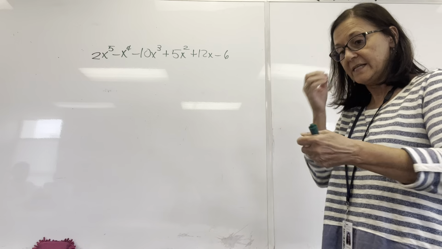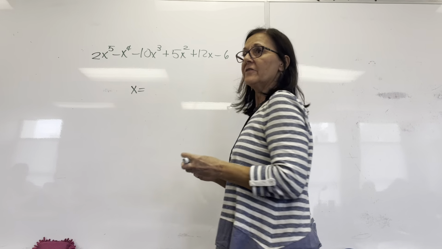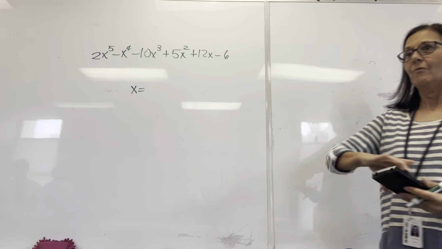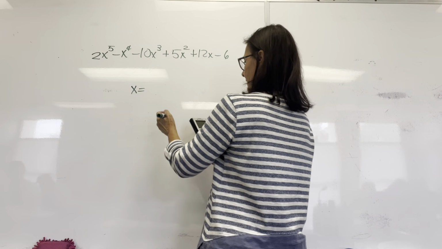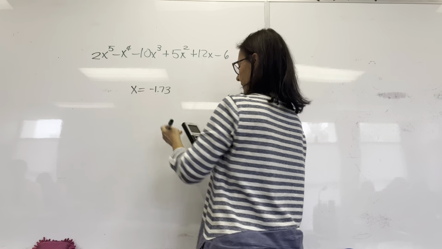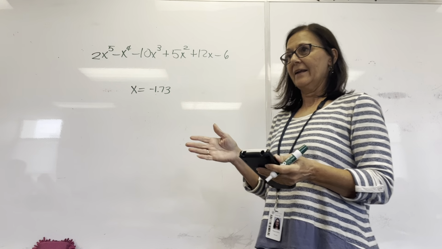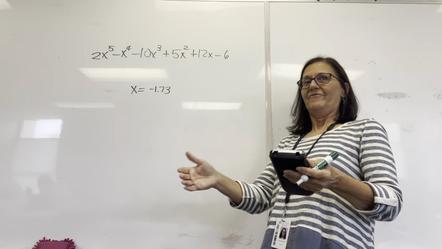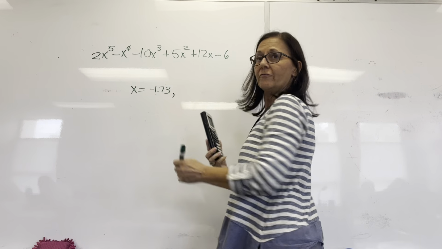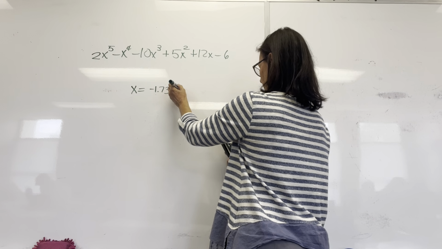Okay, who has the first zero? X equals. Y'all don't have zeros yet? I have the first one. What is it? It's -1.73. Okay, -1.73, I buy that. The next one's got to be like negative 1.5, maybe. I got 1.414. Negative 1.414. Wait, no, I got positive.